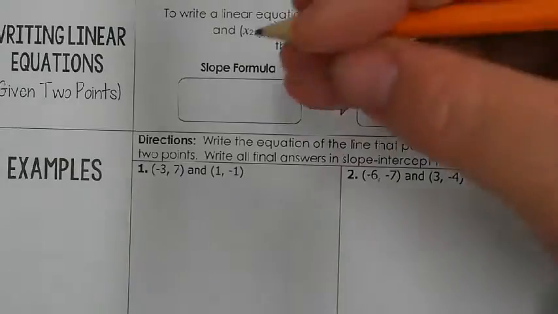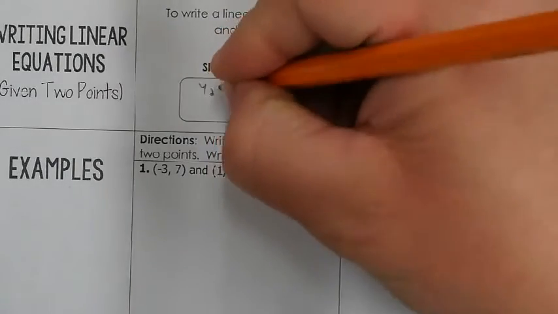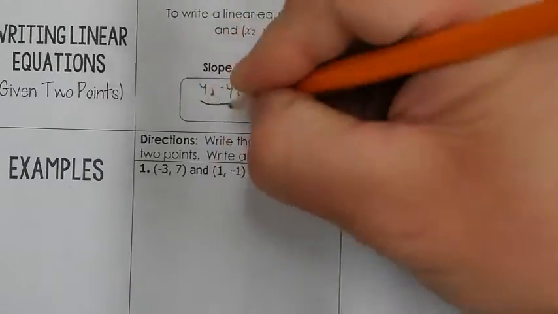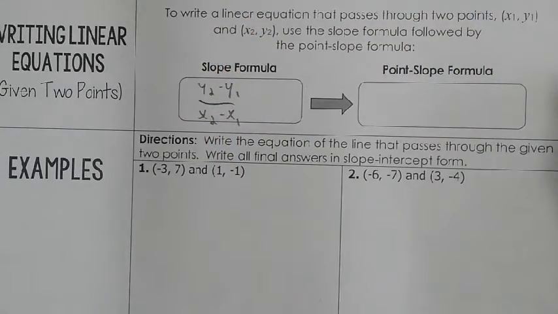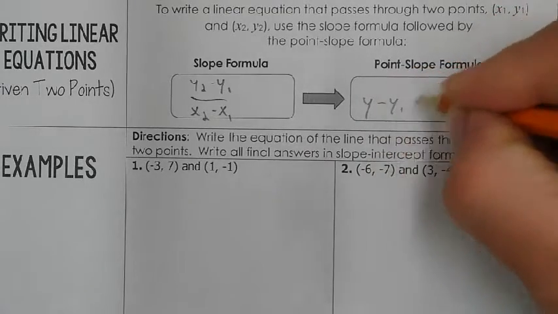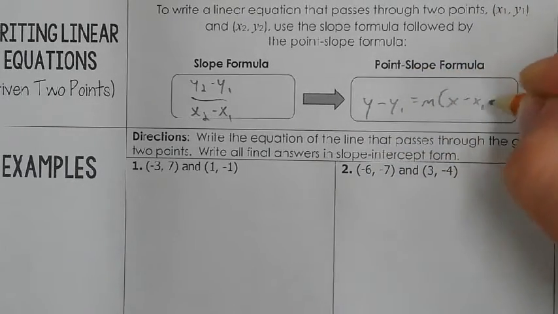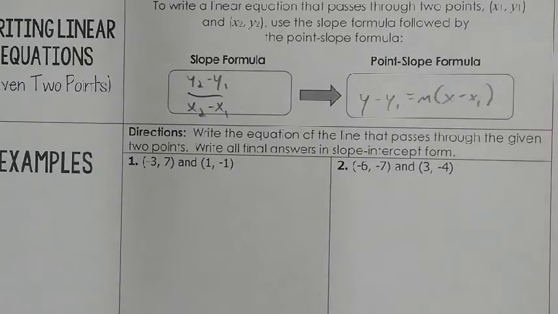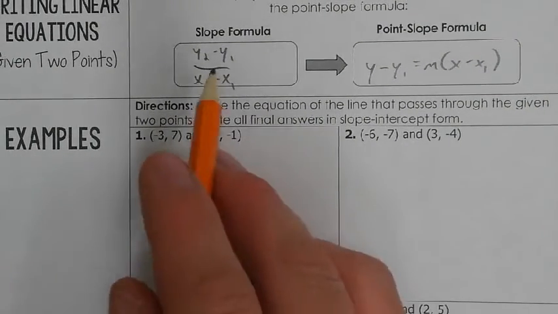So first, you do slope formula. If you remember, slope formula is y2 minus y1 over x2 minus x1. And then point slope is what we were doing on that other page: y minus y1 equals m parentheses x minus x1. All right. So what you have to do first on this is to put this in the slope formula.